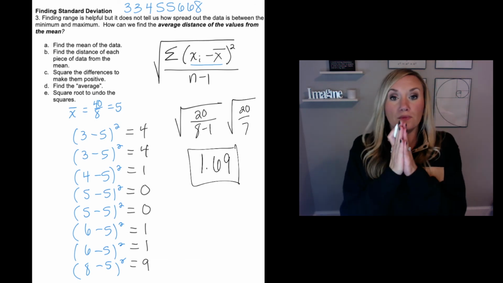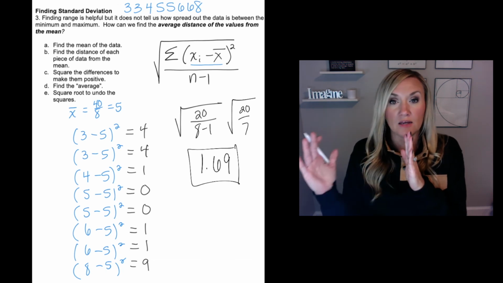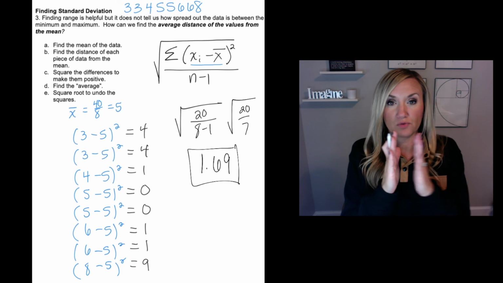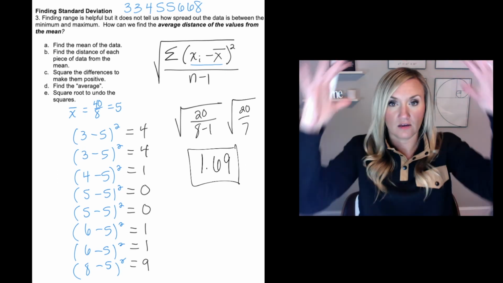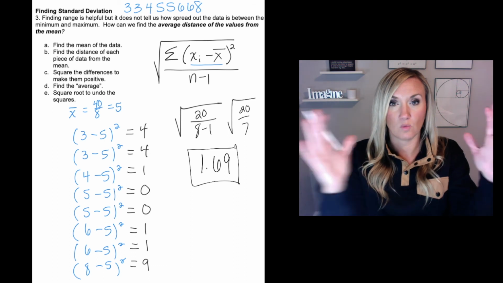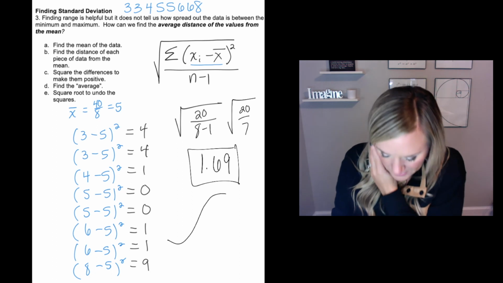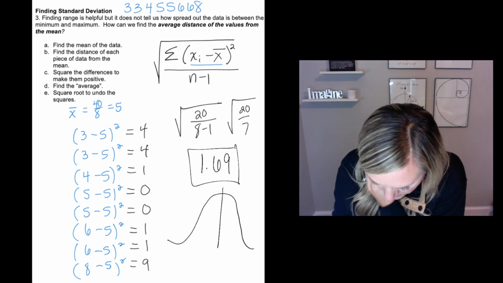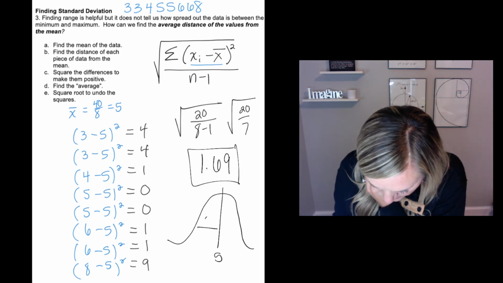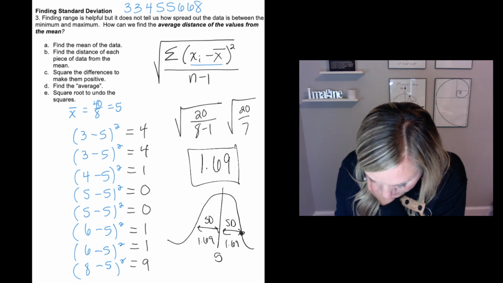So from the mean of 5, our standard deviation is about 1.69, which means in both directions, most of our data is within 1.69 of the mean, swinging either way from 5. So let's take a look at that. If the mean of our data is 5, then our standard deviation is going to be 1.69 in either direction from that.